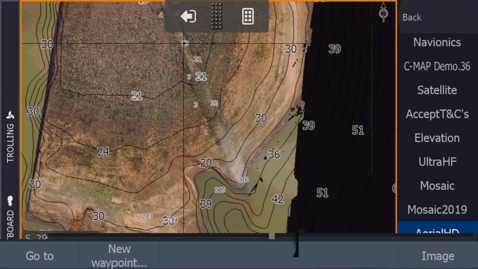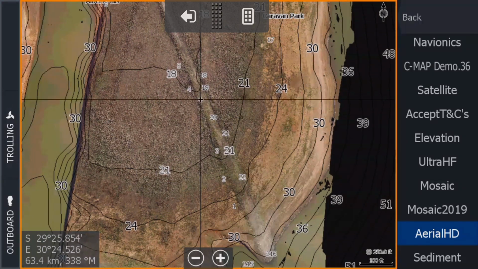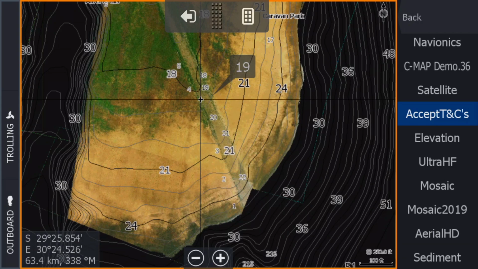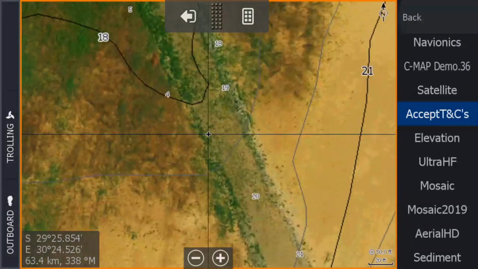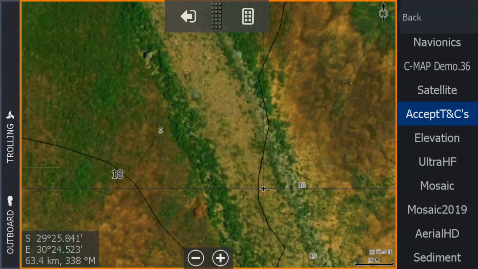And then, of course, what I just said about the sediment, you need to use a combination of all the charts. If you take this aerial HD, if we go to the very first one, accept T's and C's, this is before I even learned how to create mosaics with the drone. You can see these were the early days when the clay just first started growing. You can see the little greens just starting to come through there. If you go and look at that now, those are just massive trees.